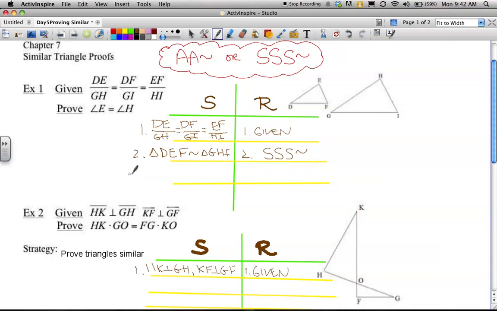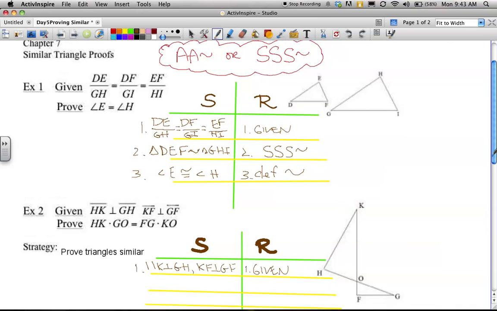And then therefore, because those two triangles are similar, we can say that angle E is equal to, whoops, let me fix that up. Angle E is congruent to angle H by the definition of similarity. Definition of similarity. Okay, not too bad.